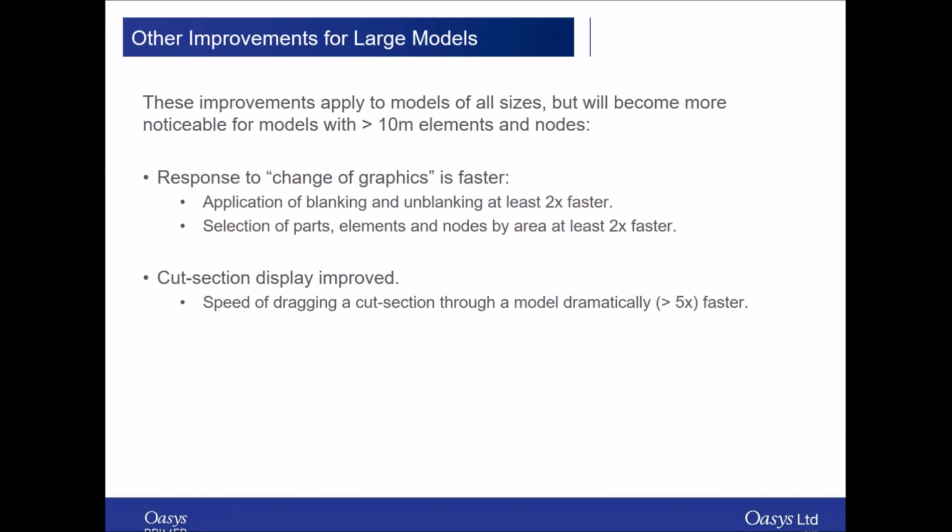These improvements that I'm talking about here apply to models of all sizes, but will become more noticeable for models with more than 10 million elements and nodes. So the response to change in graphics is faster. That's generally the moving around of models, blanking, unblanking, selecting things. That is at least 2 times faster in version 16 compared to version 15.